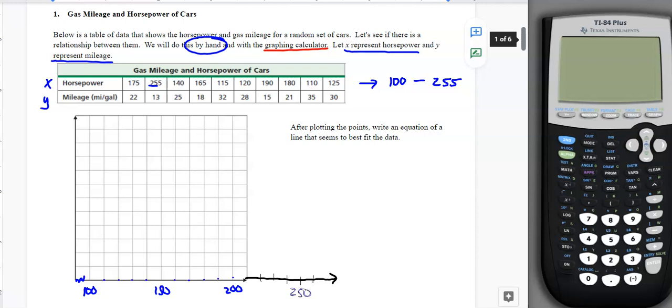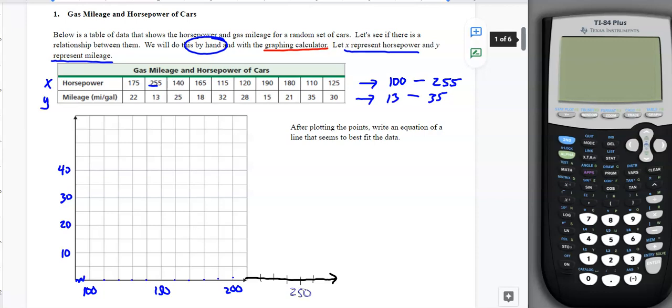And then going up the side, those numbers, the Y's, it looks like our smallest Y is 13, and we go all the way up to 35. So we've got to stay between 13 and 35. So we could probably start at 0 and go up to 40. Maybe counting by 5s would be the easiest. So 5, 10, 15, 20, 30, 40. That ought to be somewhat decent. You could have gone by 4s or whatever other numbers, but I'm just going to kind of try to keep it simple.